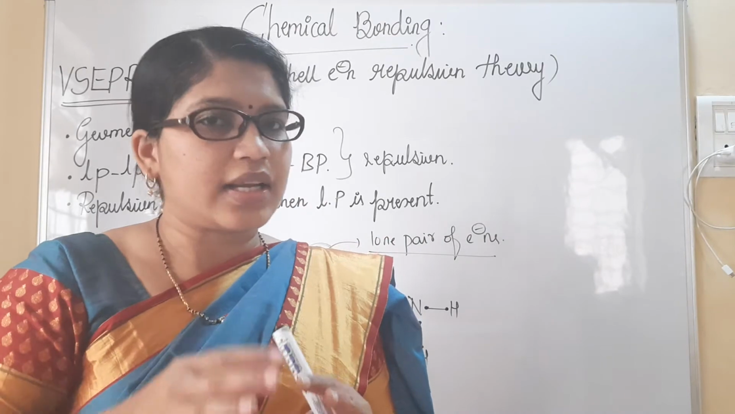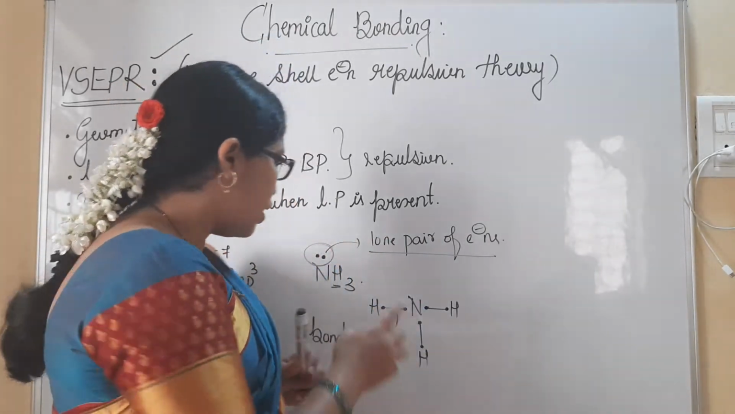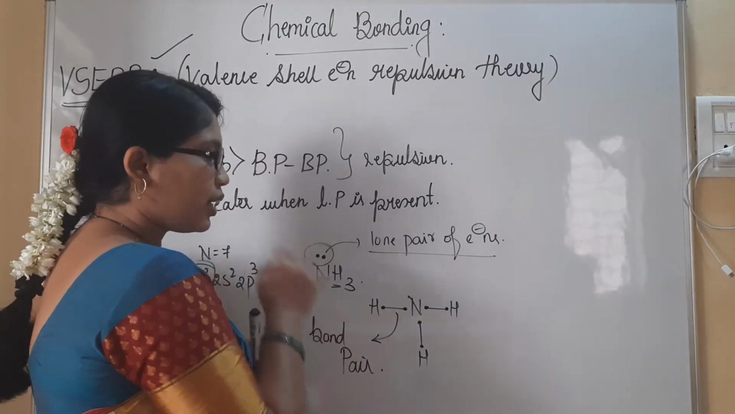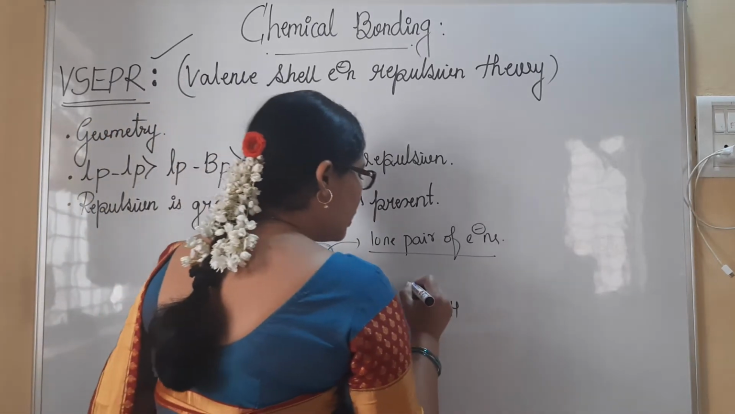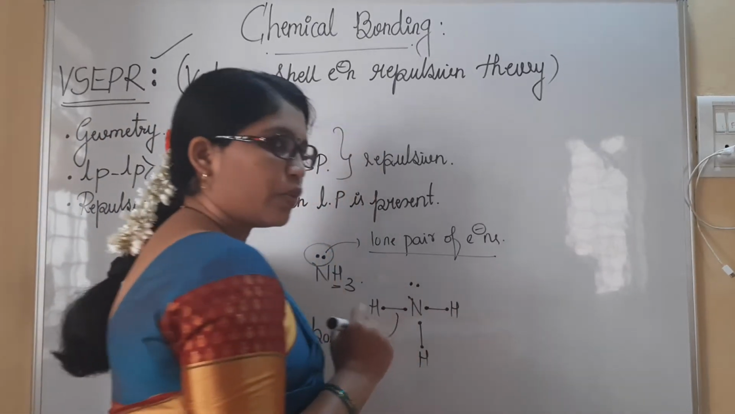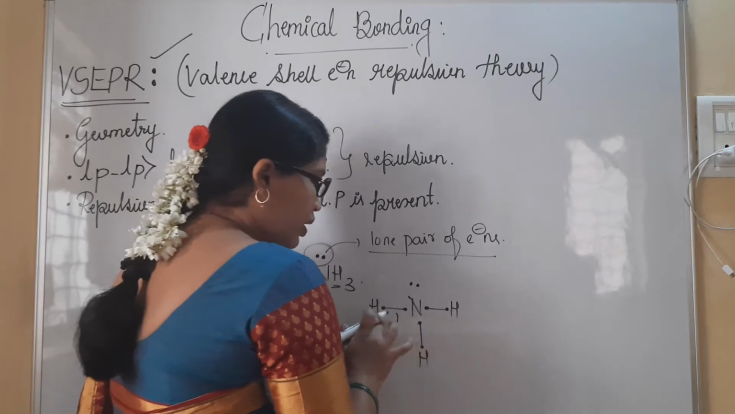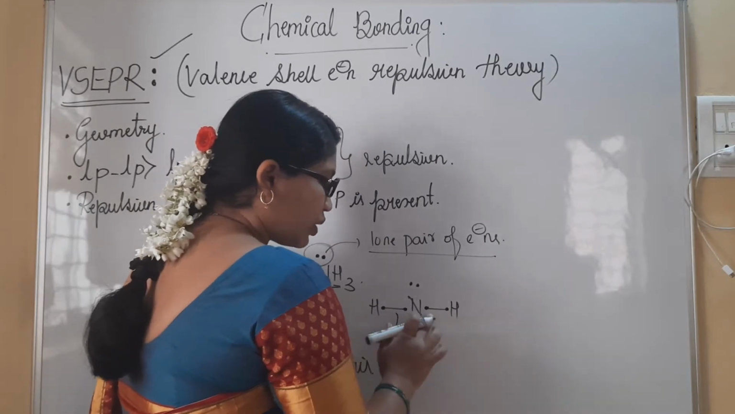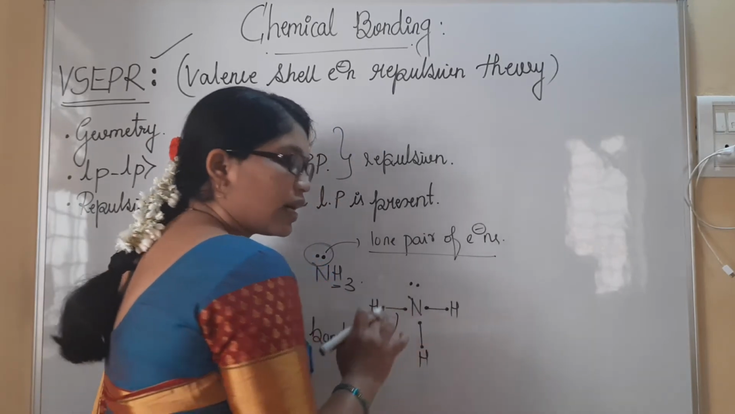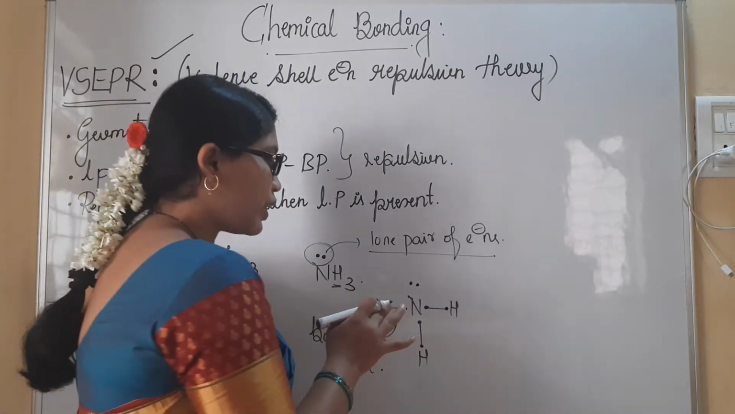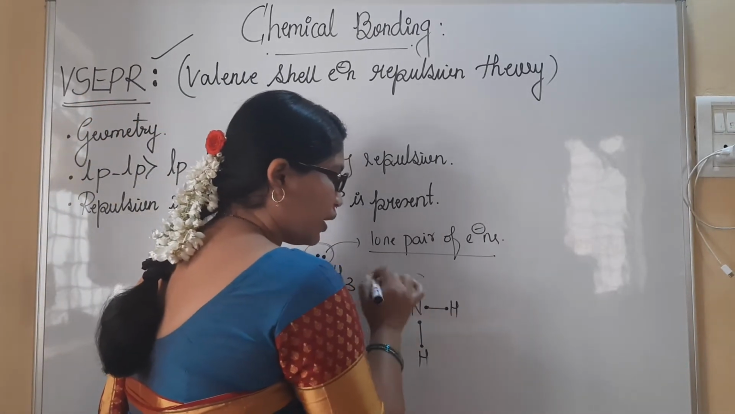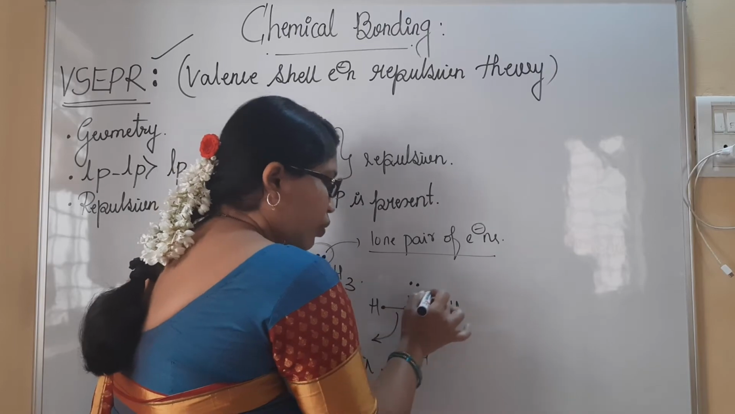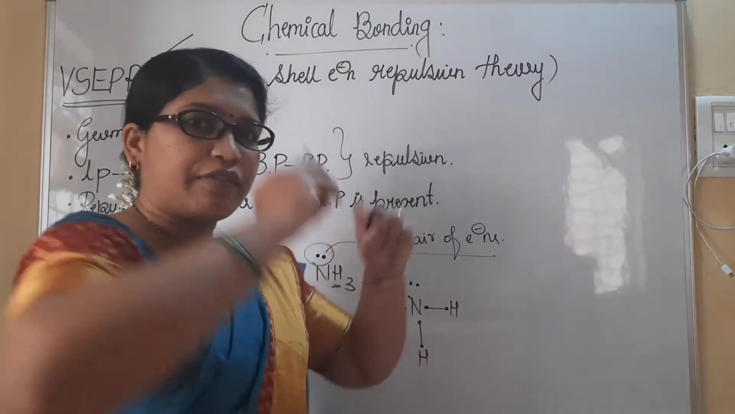Electrons are negatively charged. If you consider this NH3 itself, I have lone pair of electrons present over here. These 2 are bond pair electrons and these 2 are also considered bond pair electrons, which are very near to these lone pair of electrons. And these lone pair of electrons are very free.